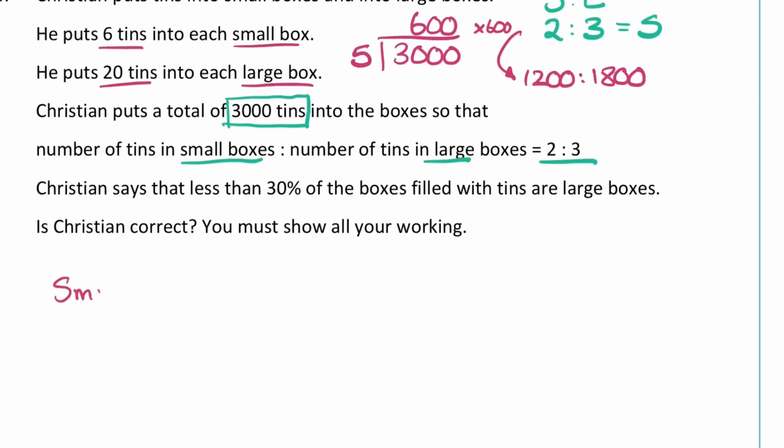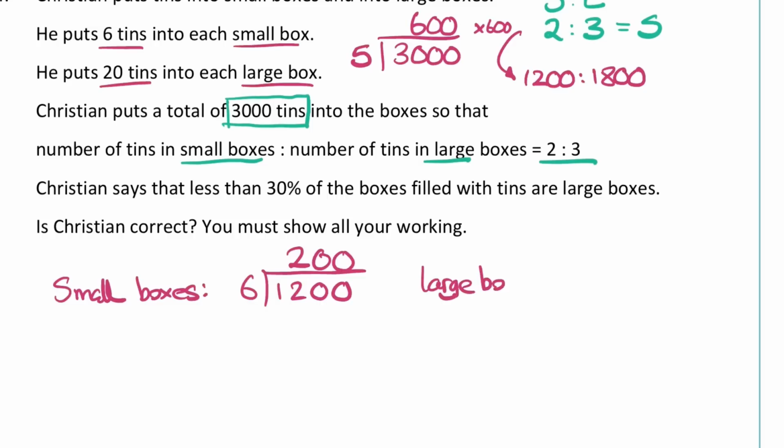So for the small boxes, and I could just write this over by that ratio, but I'm going to label it really clearly. I need to do 6 into 1,200. So 6 into 12 goes twice, then 2 zeros. There are 200 small boxes, and for the large boxes we have 20 tins in each box going into 1,800. Now, not the nicest when you are dividing a double digit number like this with a 0 at the end. We can get rid of a 0 from both. You don't have to add them back on or anything like that.